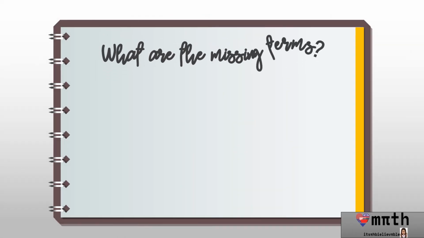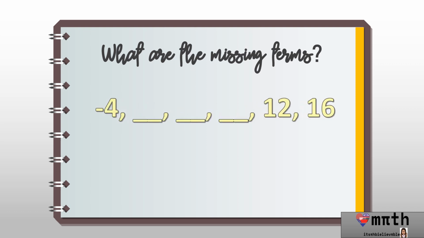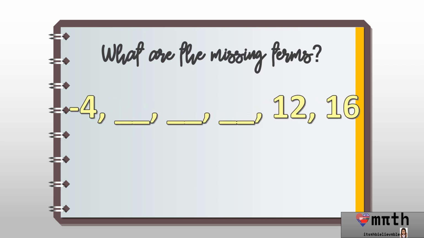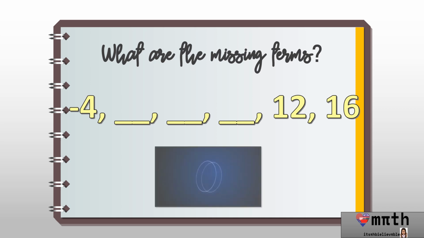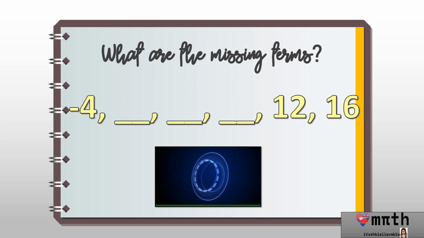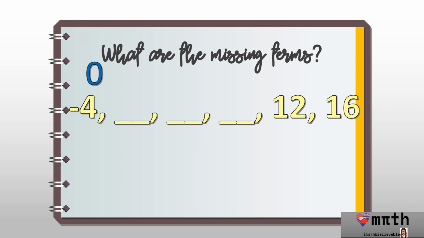For number 2, what are the missing terms in -4, blank, blank, blank, 12, and 16? Timer starts now. Time's up. The answer is 0, 4, and 8. Did you get the same answers?